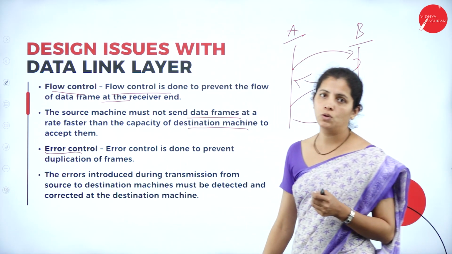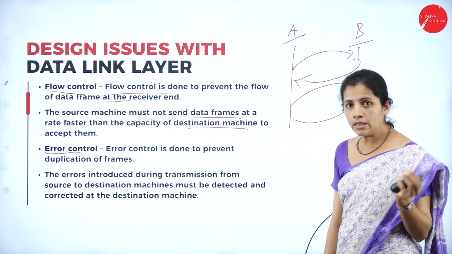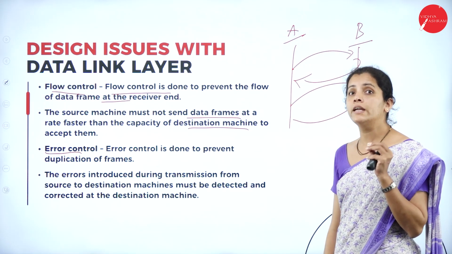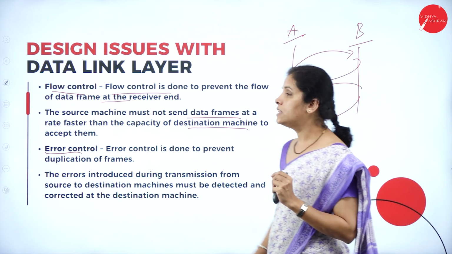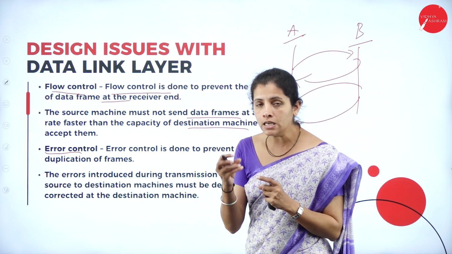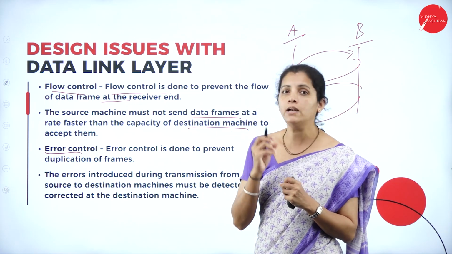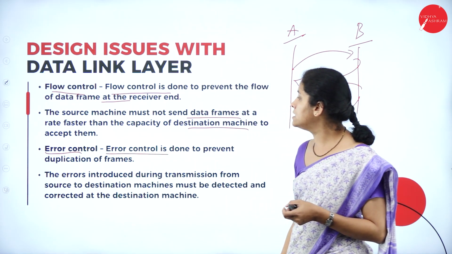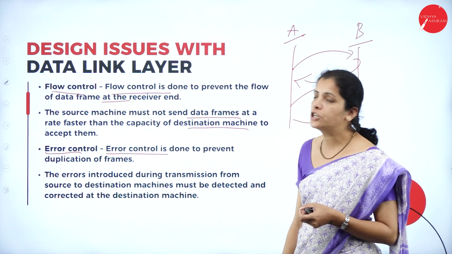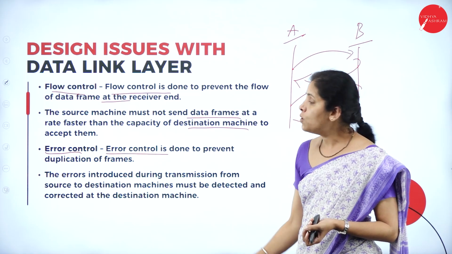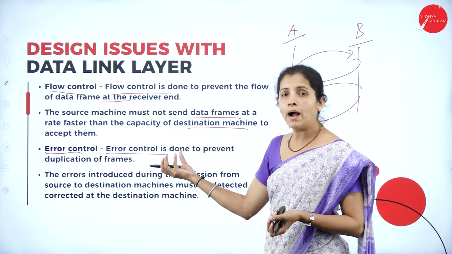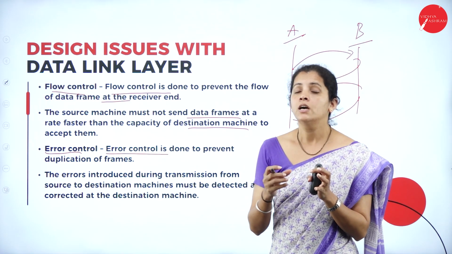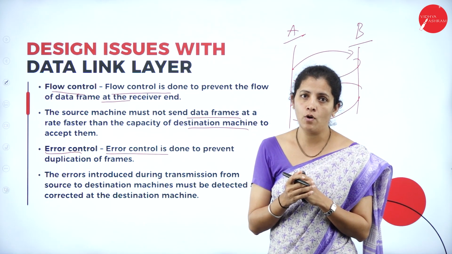Then error control. So what is error control? During the transmission of data, the data bit may get corrupted or changed. Now I want to identify which bit is corrupted and how to correct that bit. That is known as error control. So error control is done by preventing duplication of frames. So how is the error control done? By preventing duplicate frames. So what is a duplicate frame? Replication of the same frame, or a replica.